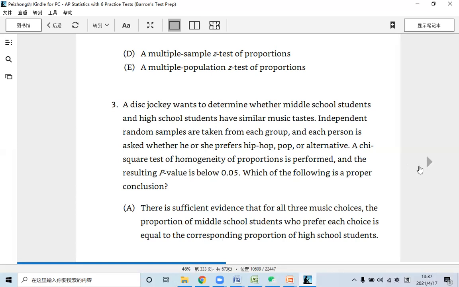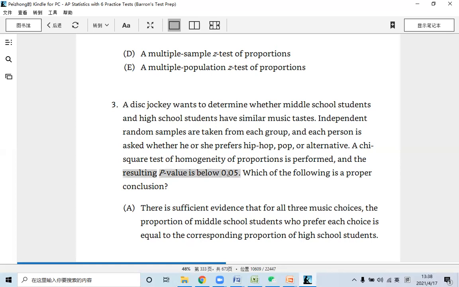And you ask, is this a conclusion we can draw? Is this a proper conclusion? And we want to know, is this a research hypothesis or the null hypothesis? No difference. This hypothesis is saying that for all the categories, high school students and college students would have no difference, would have the same proportion. That's a null hypothesis. And in this case, what do we do with the null hypothesis?